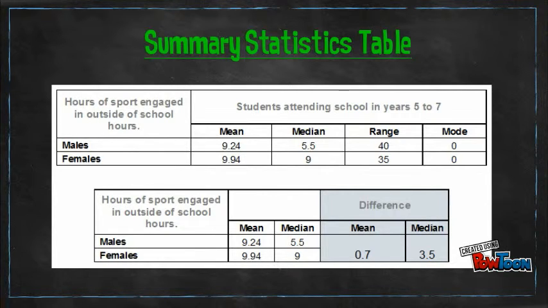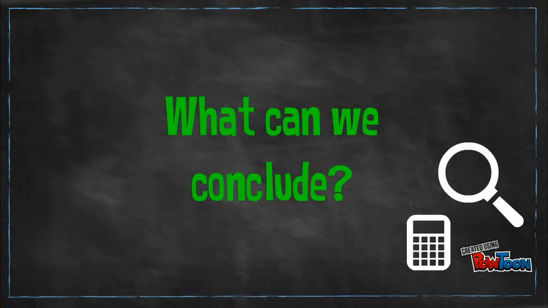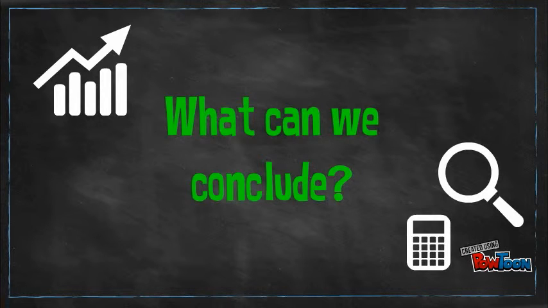This means that on average the girls were doing 0.7 more hours of sport outside of school compared to the boys. The difference between the median for both females and males indicated that the middle value for females was higher, by 3.5 hours. The mode was unable to tell me much as the most popular answer was 0 for both boys and girls. With all this in mind, we can conclude that both females and males on average engaged in roughly the same amount of hours of sport outside of school per week.